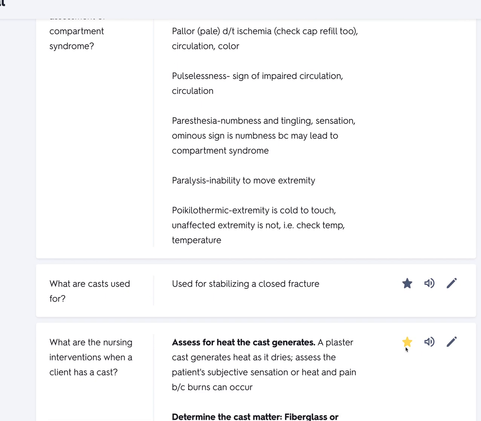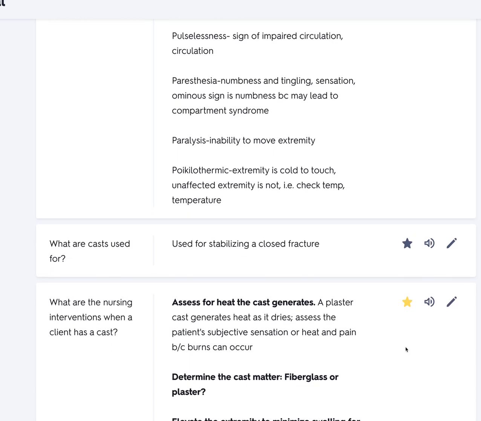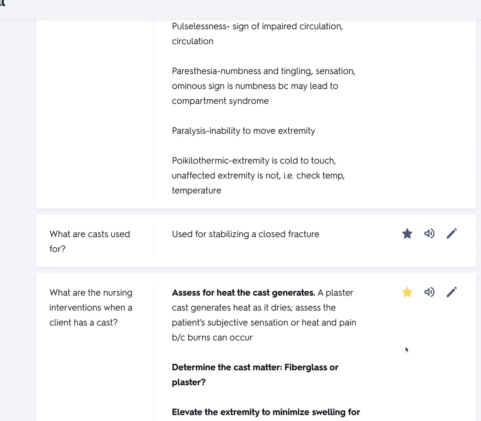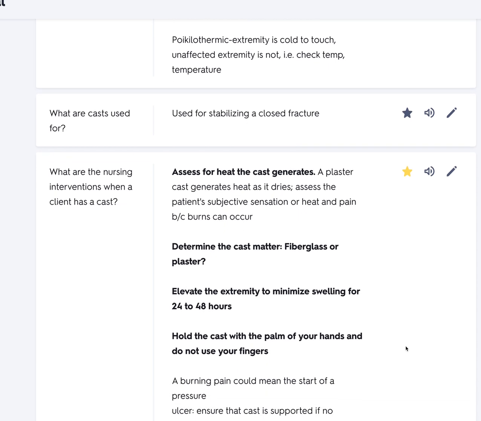All right. Now, casts are an option for fractures, and they're used to stabilize a closed fracture, not an open fracture. The nursing interventions when a client has a cast, now you're going to have to know this because this is important. You're going to assess for heat as the cast generates it, because as it dries, it's going to generate heat, and it could cause burns, and you don't want your patient to be burned. You're going to ask about the cast material.